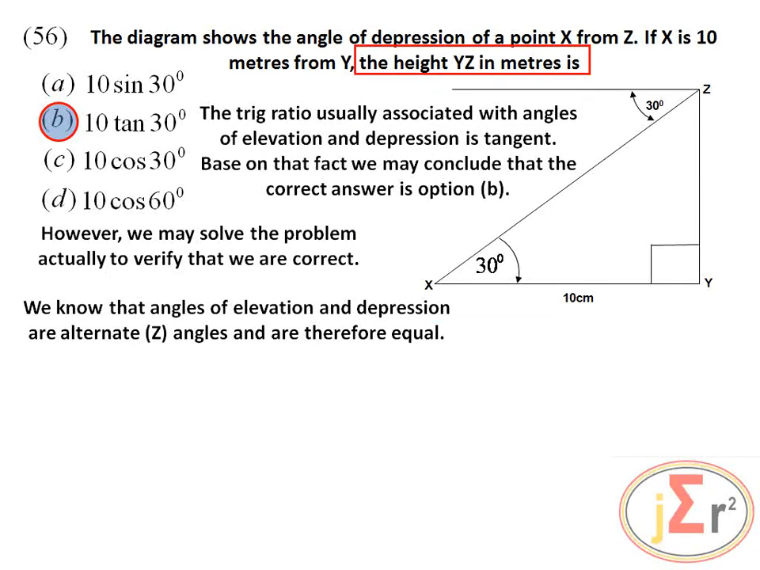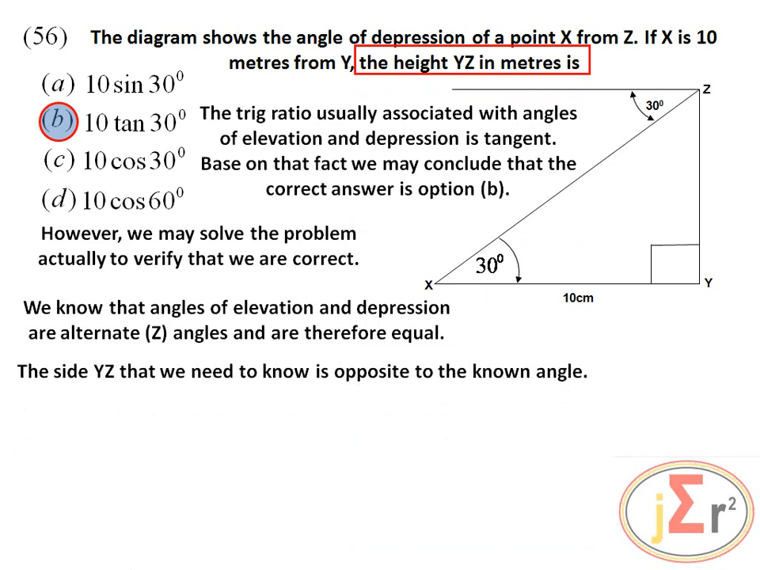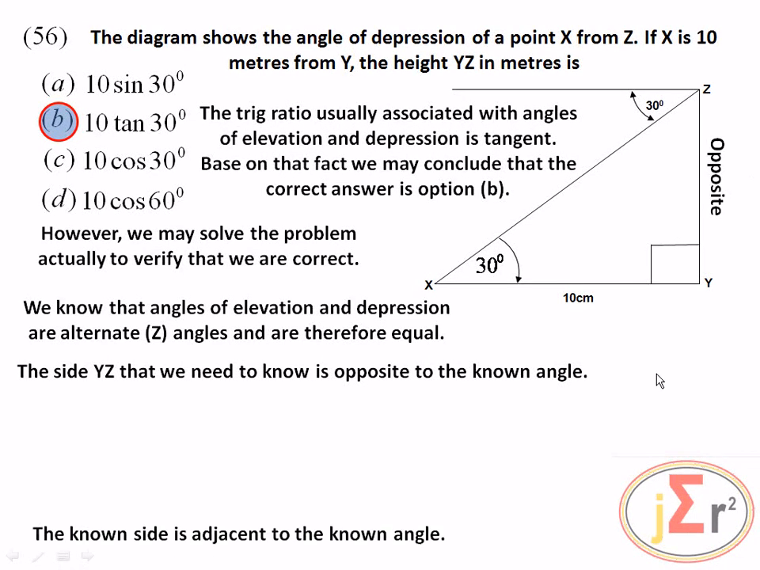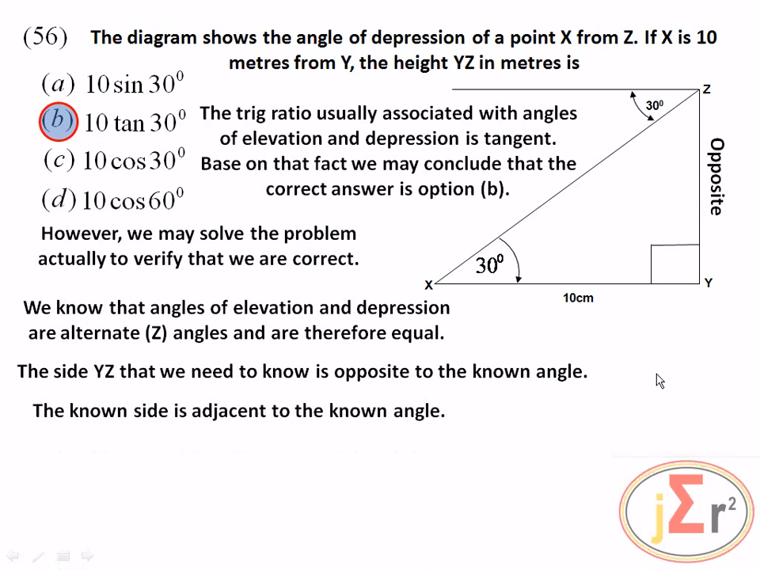We need to determine the height YZ in meters. The side YZ that we need to know is opposite to the known angle. Where is YZ? There, opposite to the known angle. This is the known angle, and YZ is opposite to that known angle. The known side is adjacent to the known angle. This is our known side. Relative to this angle, it is adjacent.